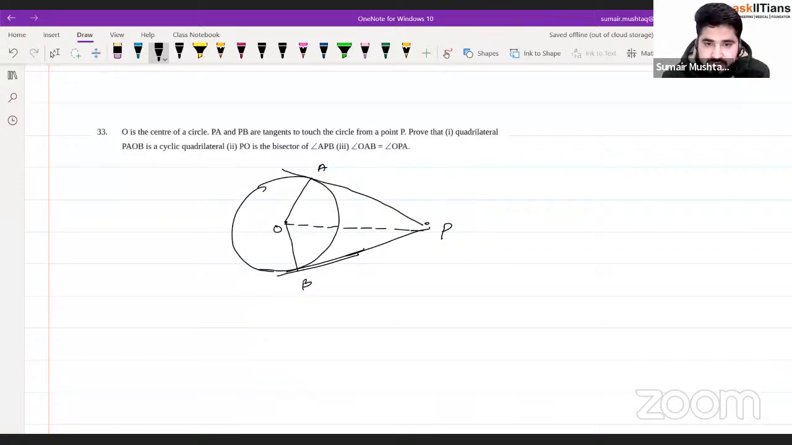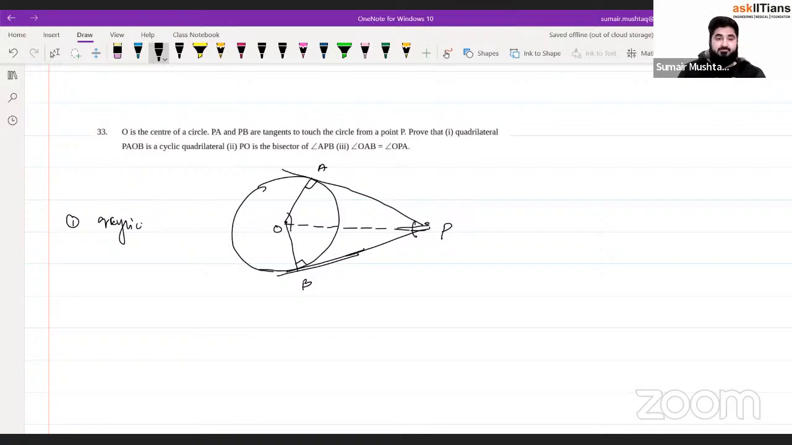This is a line joining over them. You have to show that ABCD, this quadrilateral, is cyclic. Obviously, the sum of these two will be 90, first, the sum of these two will be 90, that means the sum of these two will also be 90. So this is proved cyclic.